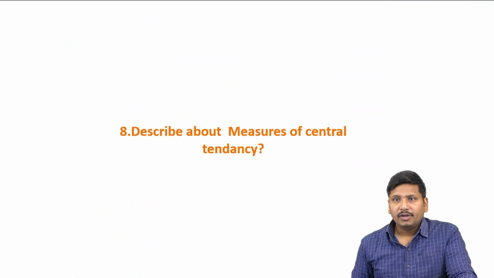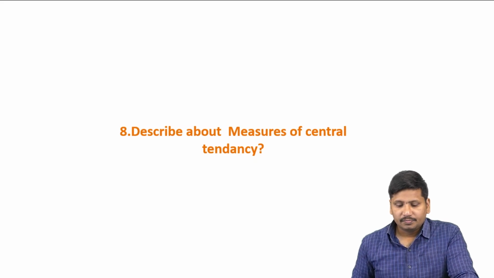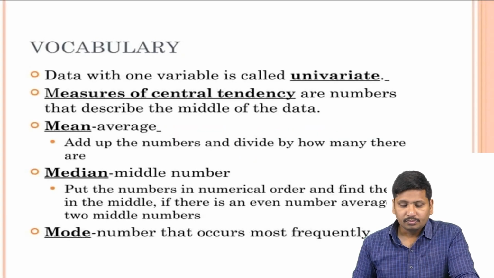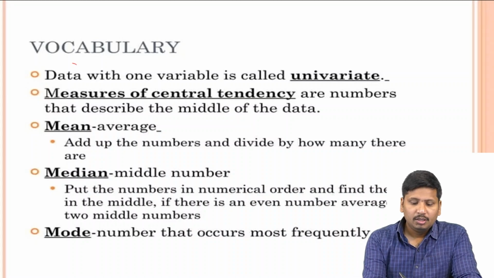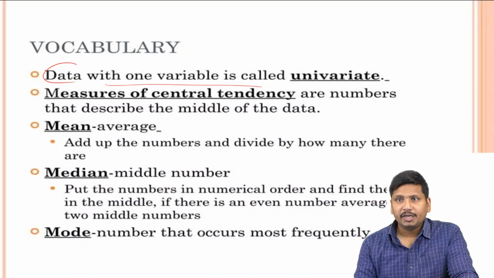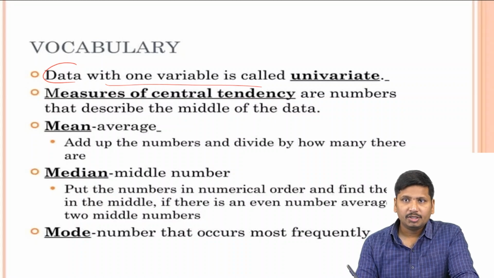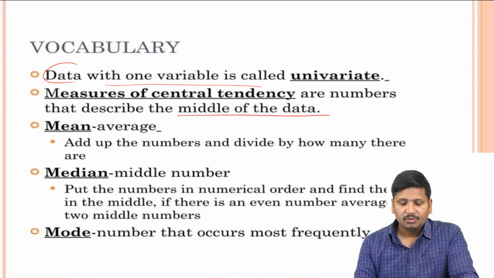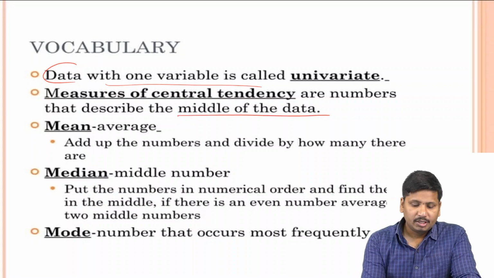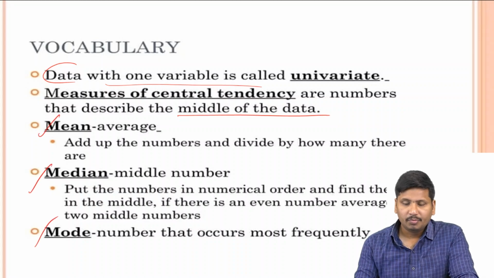And what are the various measures of central tendency? Before going to see central tendency, first of all, you have to note that data with one variable should be treated as univariate, and the measures of central tendency are the measures that describe the middle of the data. Mainly the various measures of central tendency are mean, median, and mode.